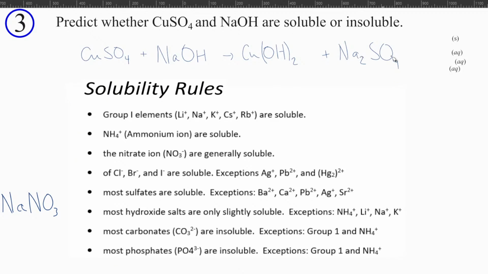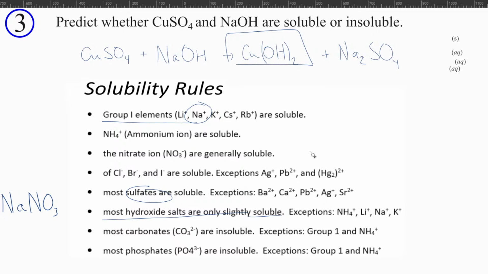So if we look at Na2SO4, the first rule is group 1 elements. They're very soluble. So Na is going to be very soluble. And sulfates, most sulfates, they're soluble too. But hydroxides, unless it's one of these group 1 elements with your hydroxide, hydroxides are pretty much slightly soluble or insoluble with a few exceptions. So that's kind of the way you can tell.